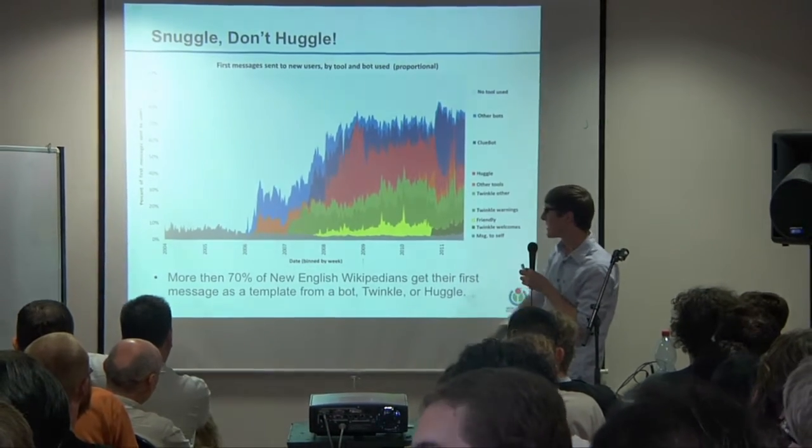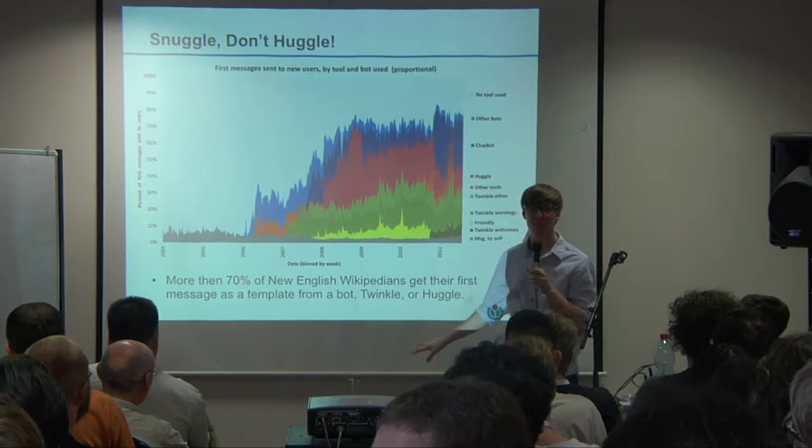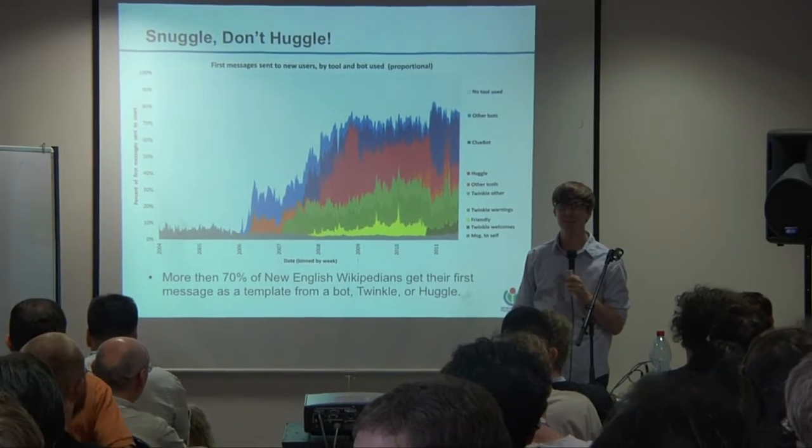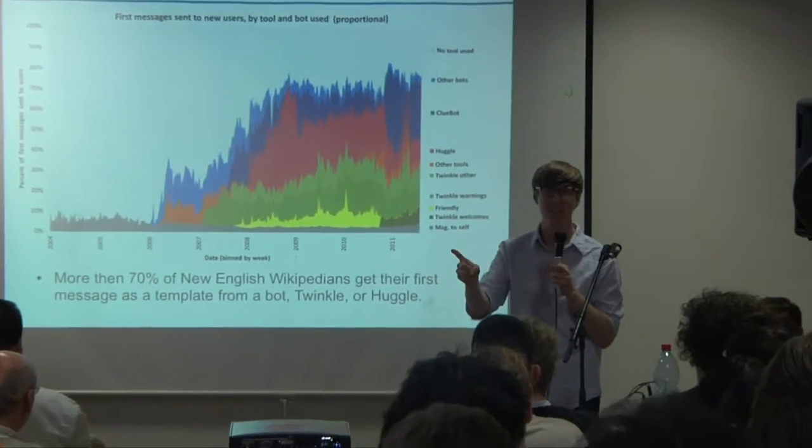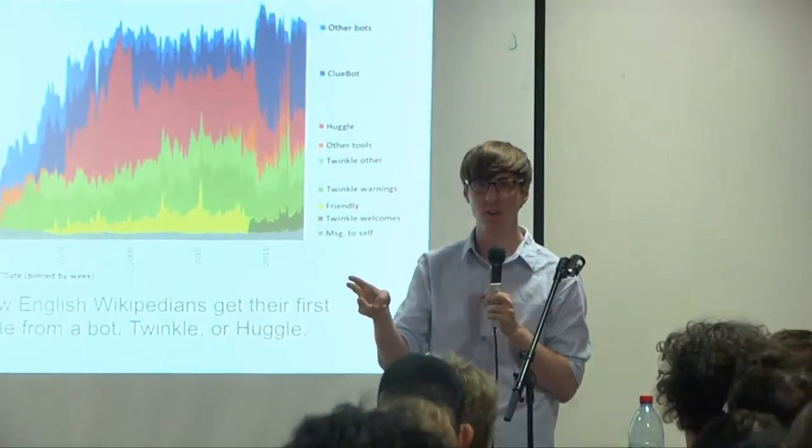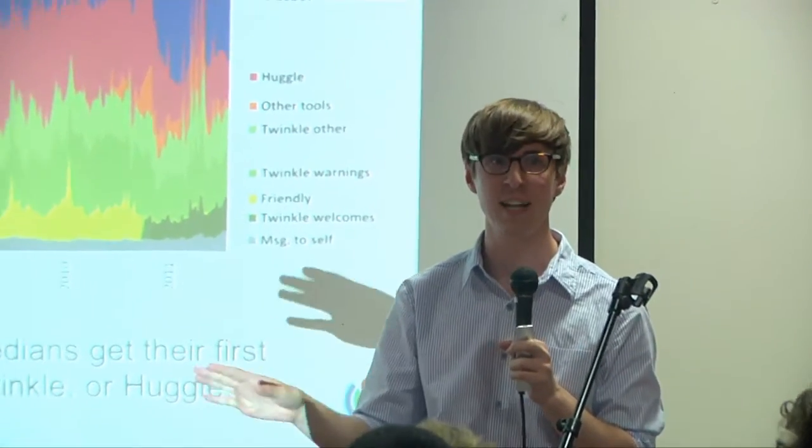But the takeaway here is that more than 70% of new English Wikipedians who edit get their first message from either ClueBot, which is an anti-vandal bot, Huggle, or Twinkle. And most of those are warnings overall.